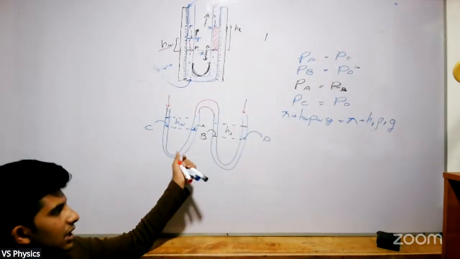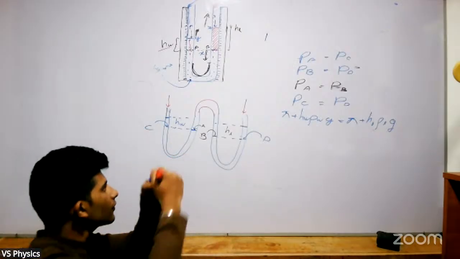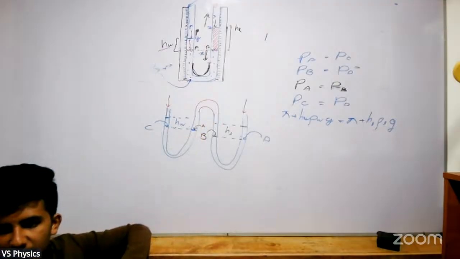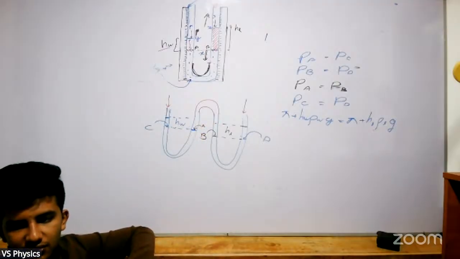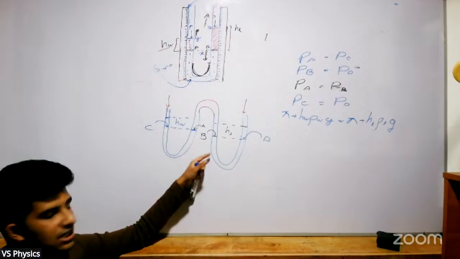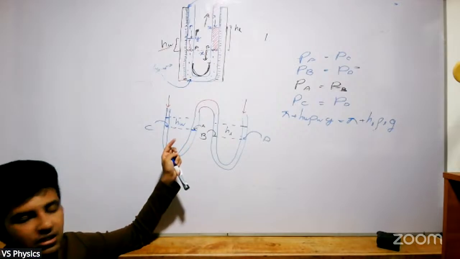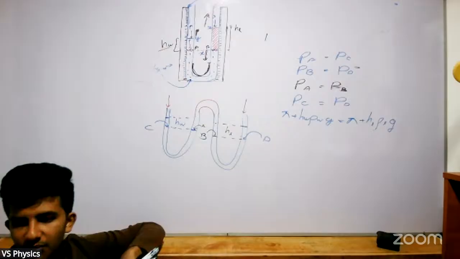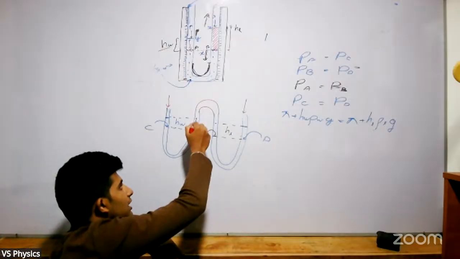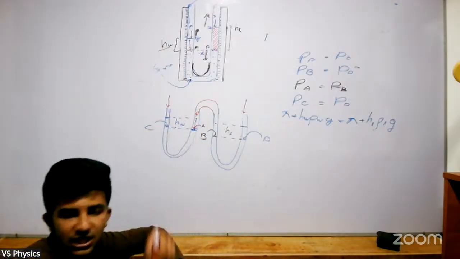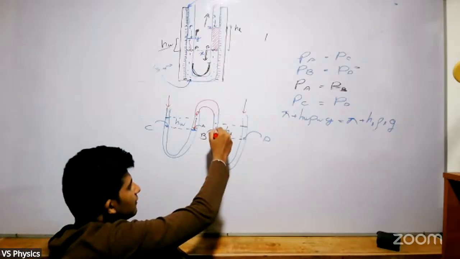Yeah. What is happening here? Pressure at A will be equal to pressure at B. That's true. Pressure at A is equal to pressure at B. Why is it? The air pressure here is the same. So let's see, here we are feeling P pressure. So here we are feeling the same pressure.